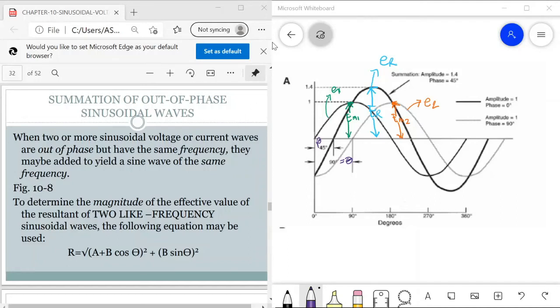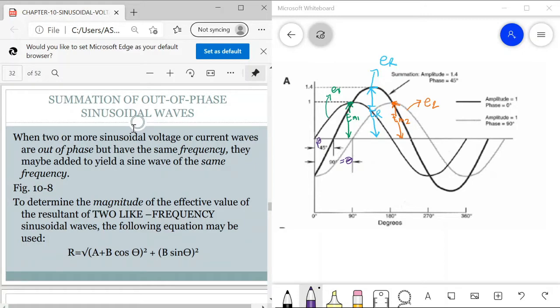We already finished the discussion of summation of in-phase sinusoidal waves. Now we will go to summation of out-of-phase sinusoidal waves. When two or more sinusoidal voltages or current waves are out of phase but have the same frequency, they may be added to yield a sine wave of the same frequency. But here you will consider the magnitude and the direction, kasi they are already out of phase, meaning they are not in the same direction.